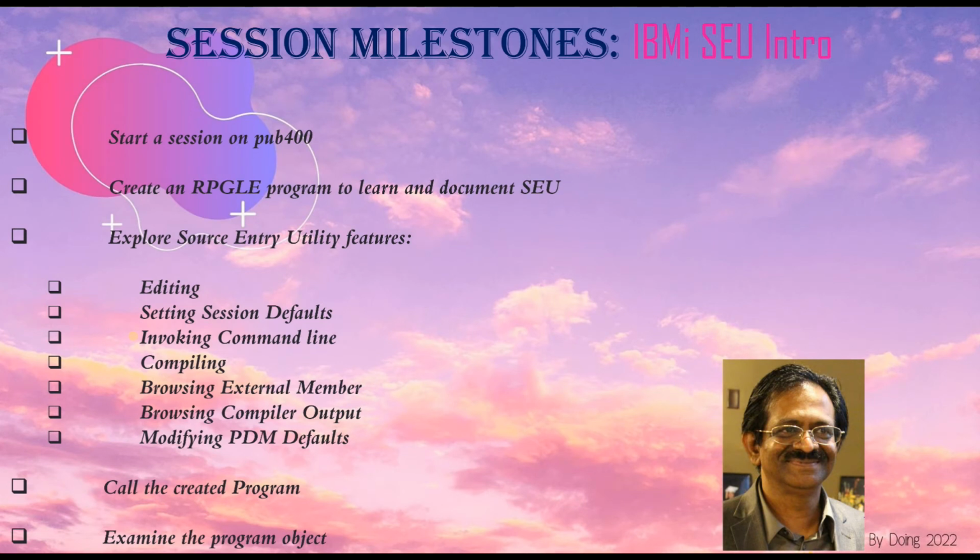Welcome to this hands-on session on Intro to the Source Entry Utility. First, we will start a session on Pub 400. Then we will create an RPGLE program to learn and document SEU. We will explore source entry utility features such as editing, setting session defaults, invoking command line, compiling, browsing the external members, browsing compiler output, modifying PDM defaults. Then we will call the created program. And finally, we will examine the program object.